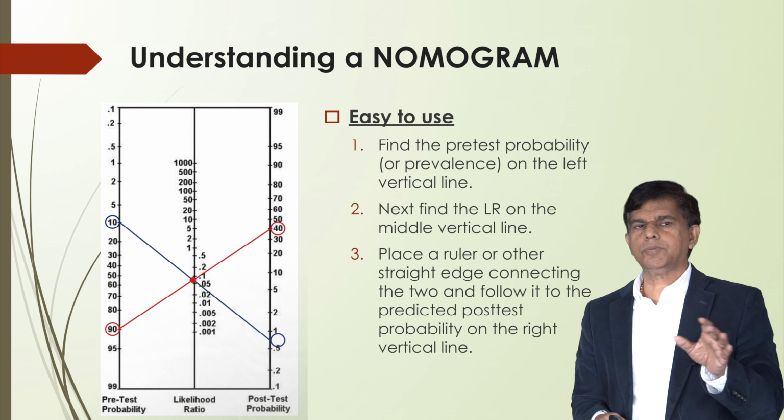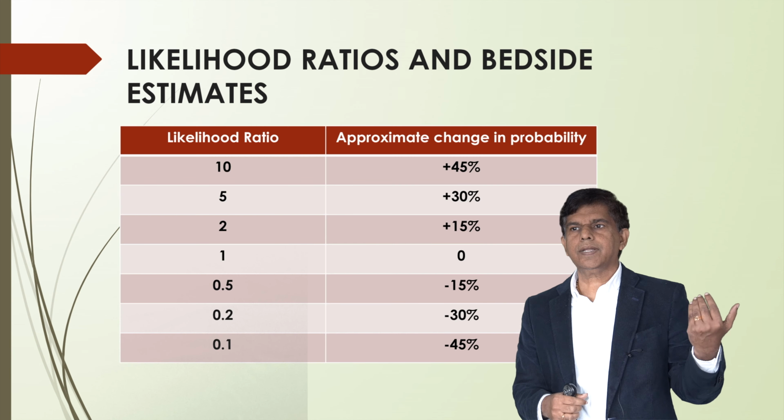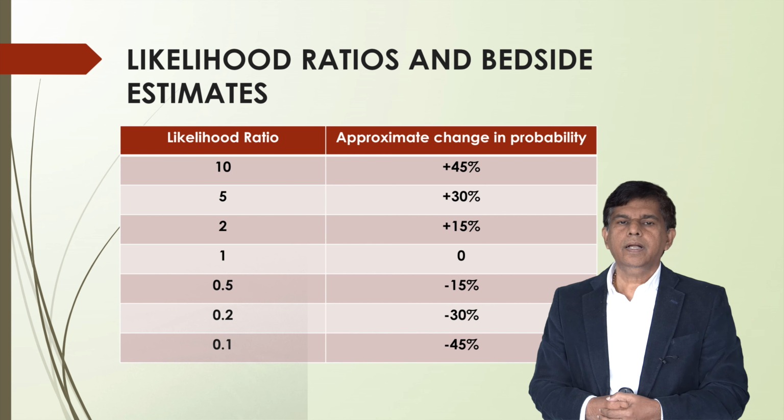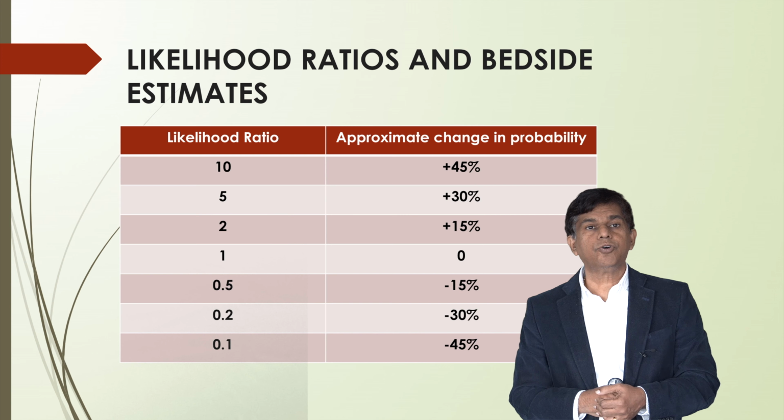So let's convert some of these likelihood ratios into bedside estimates. If somebody has a likelihood ratio of 10, that means the probability of having the disease can go up by about 45%.